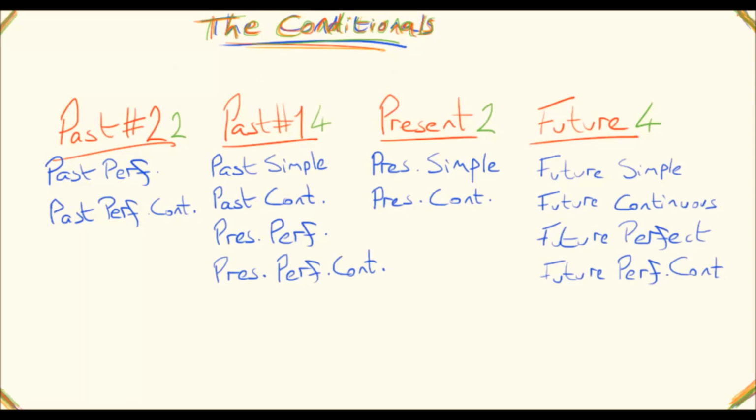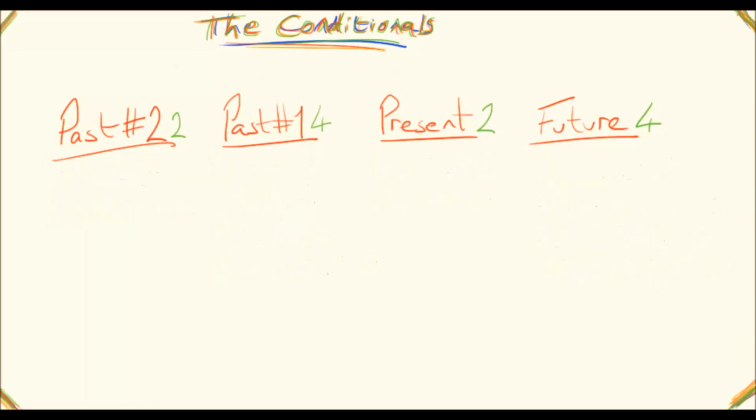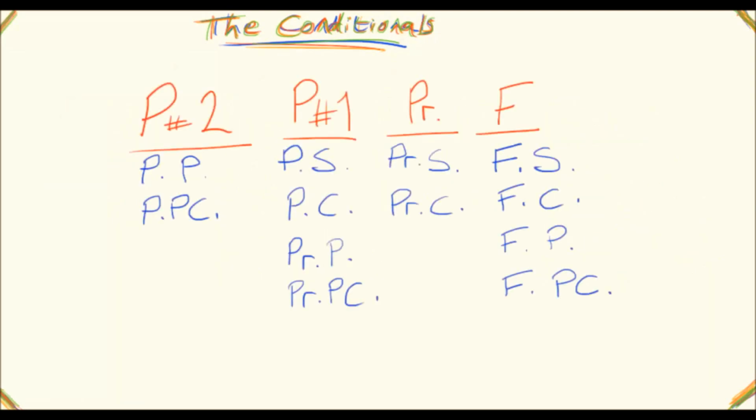And in fact, I'm going to simplify this diagram a little bit, or at least abbreviate it here. We've got P number 2, P number 1, PR, F. So we've got past number 2, past number 1, present and future. And you can see that I've abbreviated them a little bit later. That's going to save a lot of time and save a lot of space.